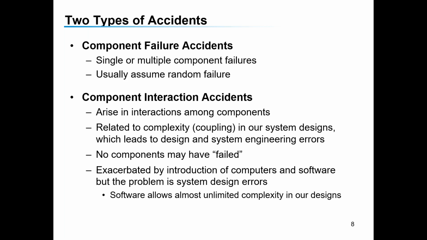They're related to the complexity or the coupling in our system design, which leads to design and system engineering errors. No components may have failed. They may have, but they don't necessarily. In those two examples, they didn't. They're exacerbated by the introduction of computers and software, but it's not really the software that's the problem. The problem is the complexity of our systems leads to system design errors that we just don't get out.